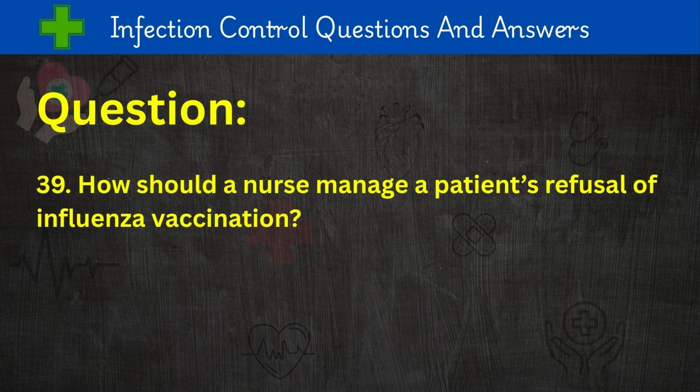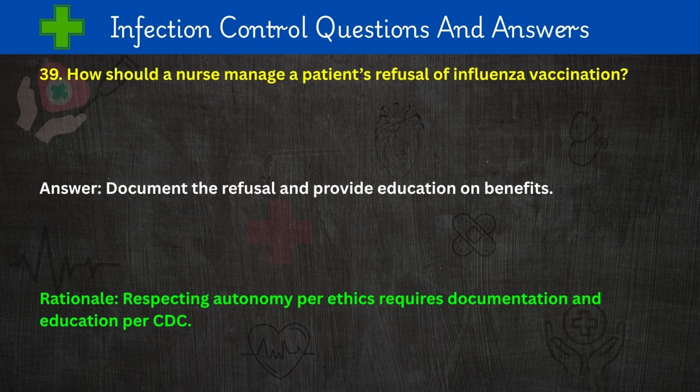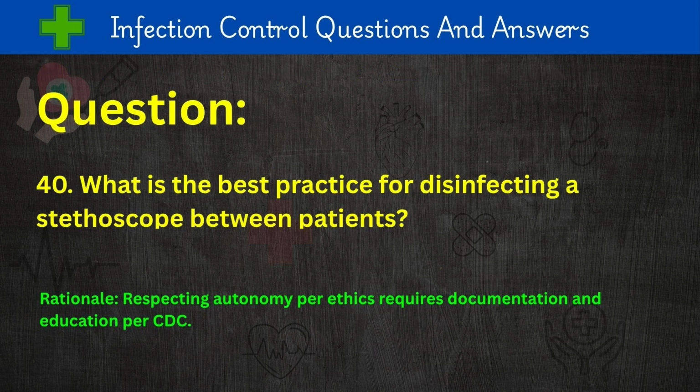39. How should a nurse manage a patient's refusal of influenza vaccination? Answer: document the refusal and provide education on benefits. Rationale: respecting autonomy per ethics requires documentation and education per CDC.